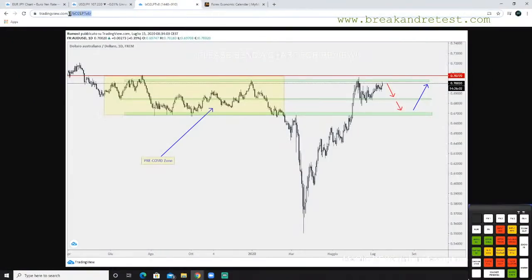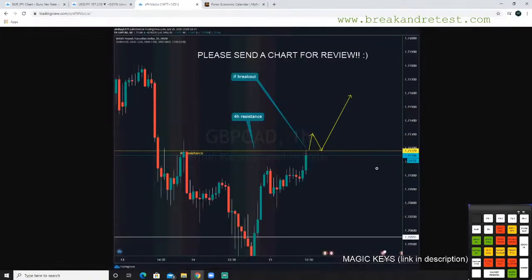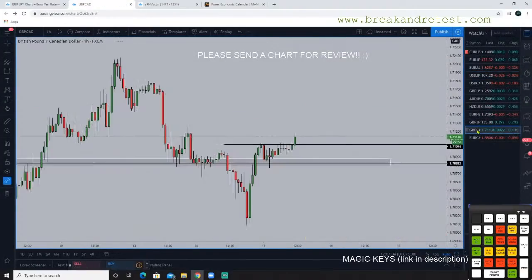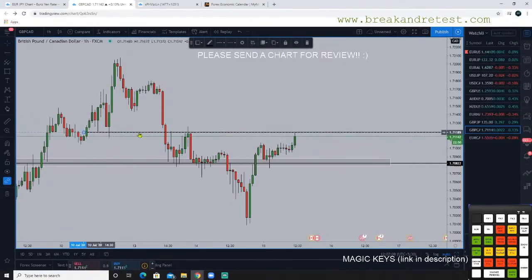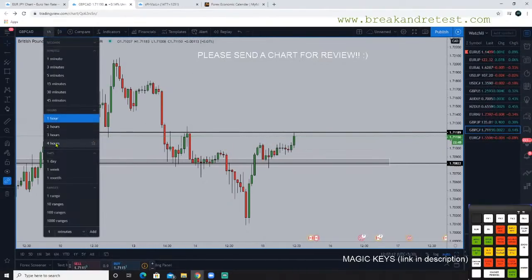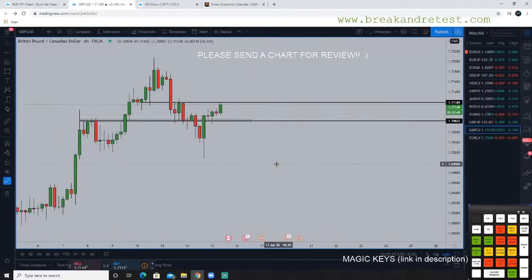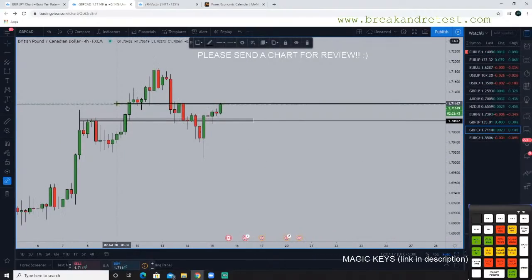Okay, let's take a look at this other chart. GBP CAD, 1 hour time frame, 4 hour resistance, waiting for a breakout or retest continuation. Okay, so I just talked about GBP CAD. Let's take another look. So you are waiting for this zone to break. It's a 4 hour resistance too. Okay, let's take a look at the 4 hour. Okay, you are right, this is a 4 hour resistance.